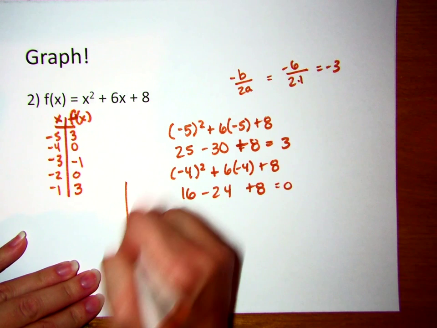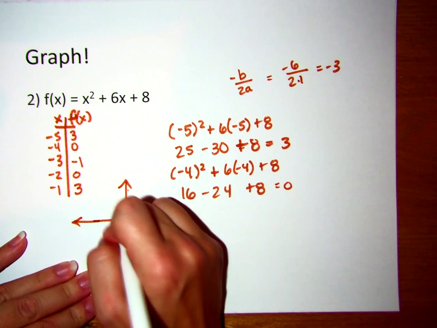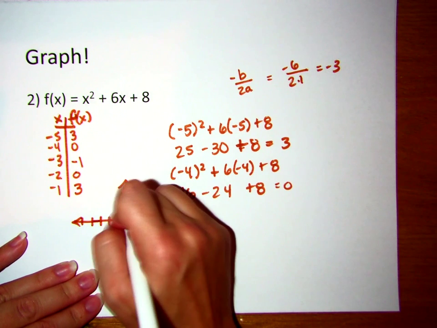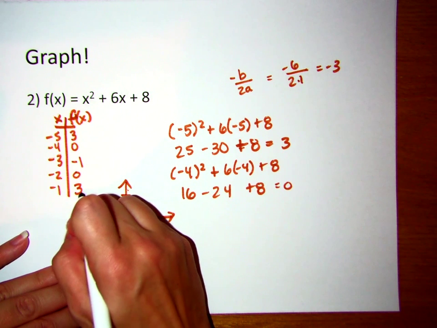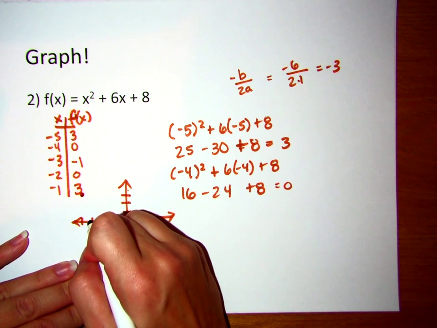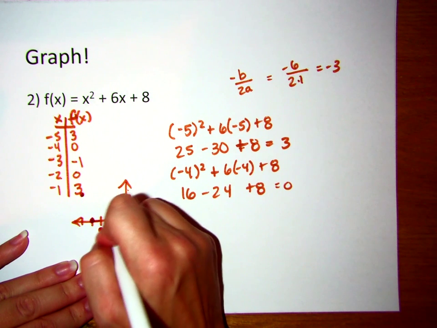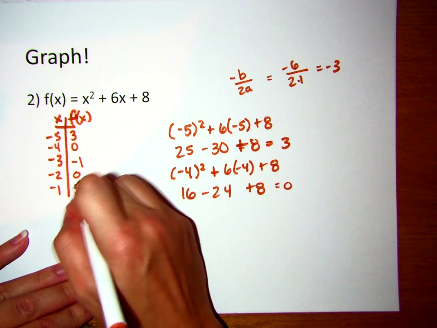So we're going to go ahead and create the graph. We got -1, 2, 3, 4, and 5. And then we really only need to go up to 3, down to -1. So at -5, we have a 3. -4, we have 0. At -3, we have -1. And then back up this way. So there's our parabola right there.